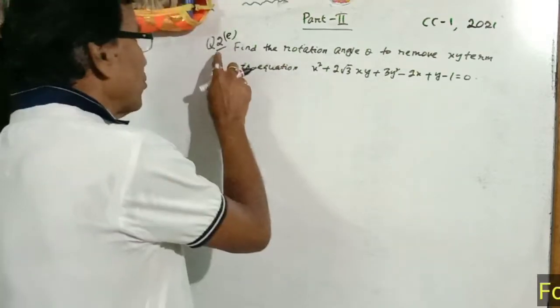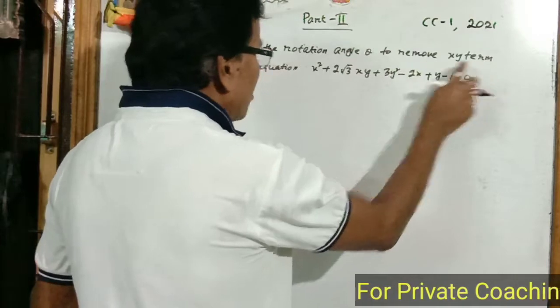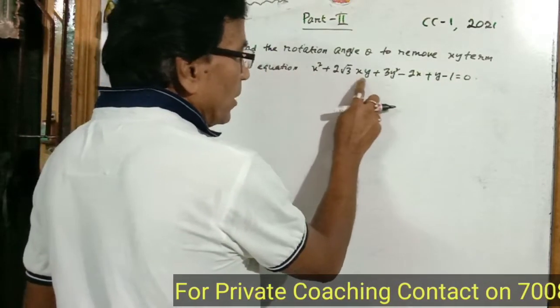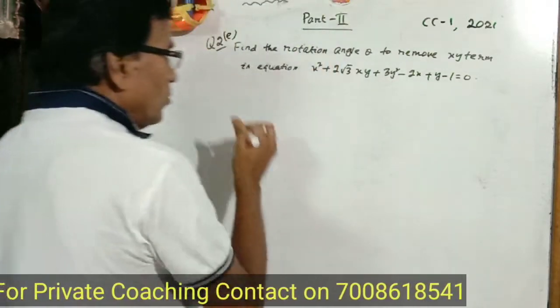Next, in the next question 2e, find the rotation angle theta to remove the xy term in the equation x square plus 2 root 3 xy plus 3y square minus 2x plus y minus 1 is equal to 0.